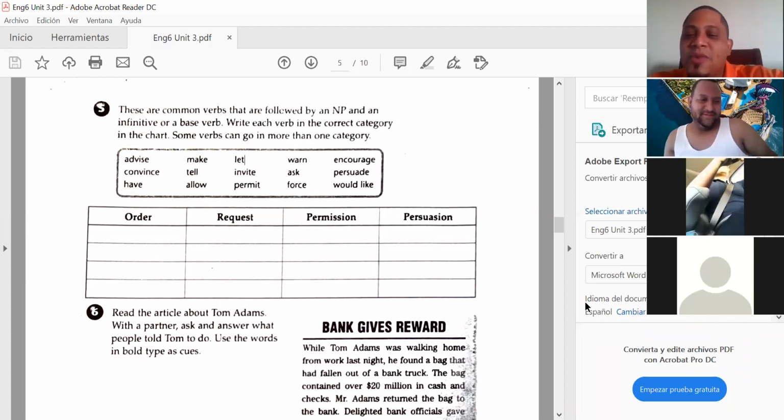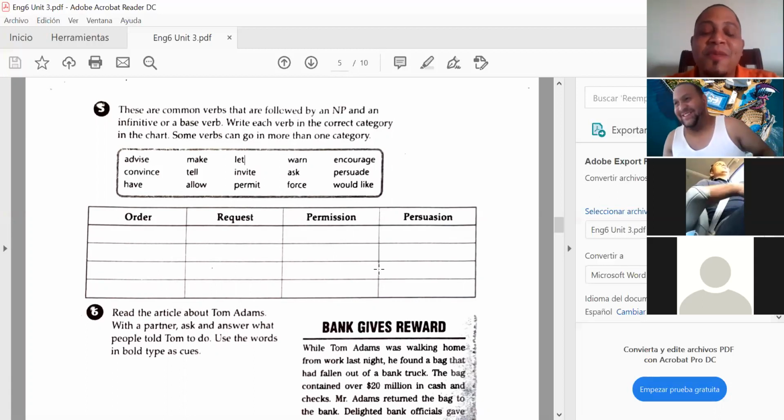Okay, very good. So then you will say, Mommy, let me go to the beach, please. Let me go. Let. You're asking for permission. I wanted to tell you this also, but I hope I don't forget, but let's finish this because we're almost done.